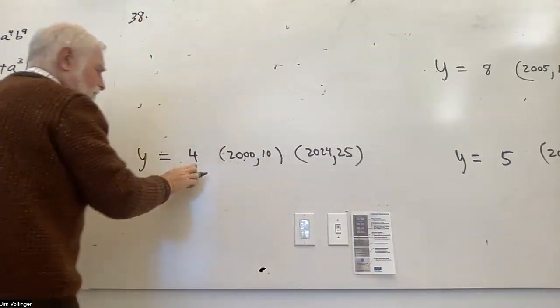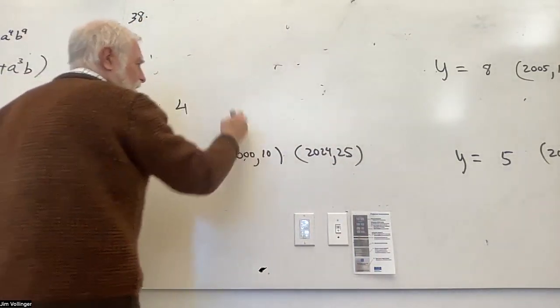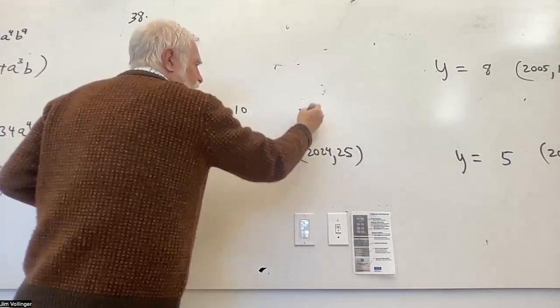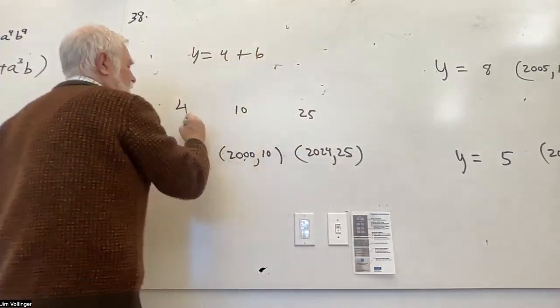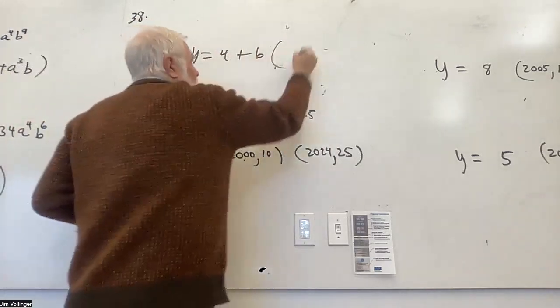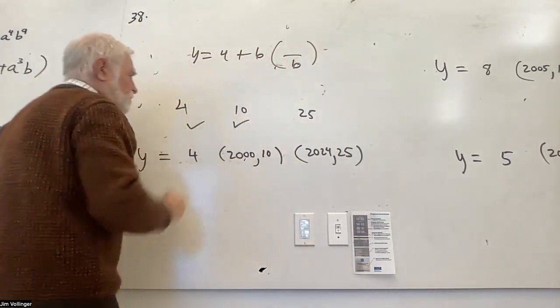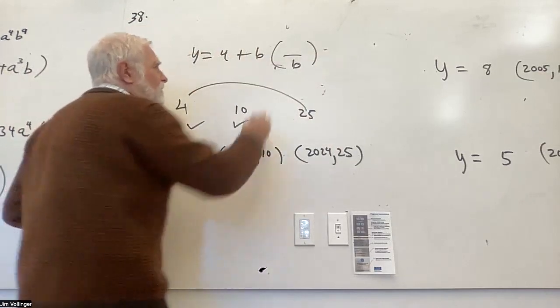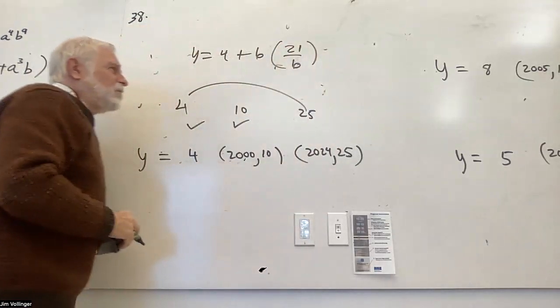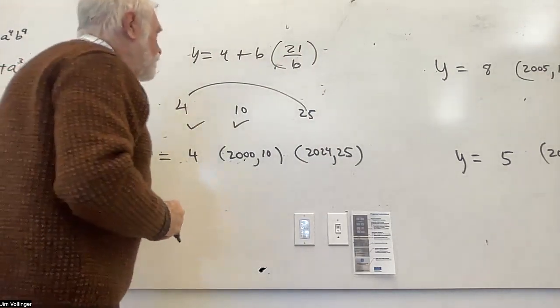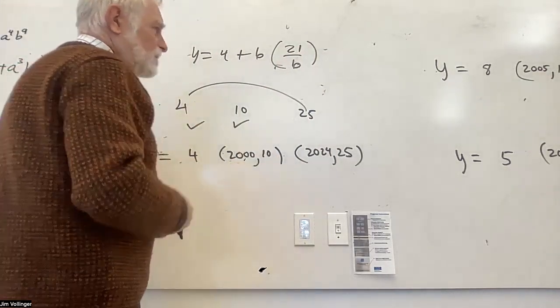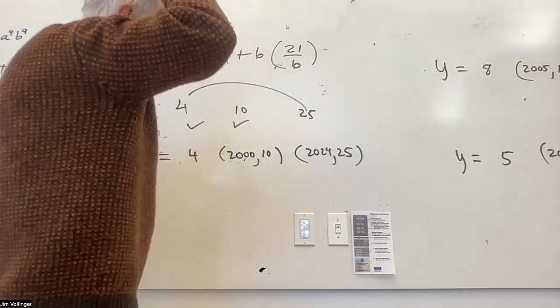I see 3 y values. I see 4. I see 10. I see 25. So y equals 4 plus 6 takes care of that and that. Next time we don't want 6. We want to go from 4 to 25, 21. This is between a tripling and a quadrupling. Exponential growth.